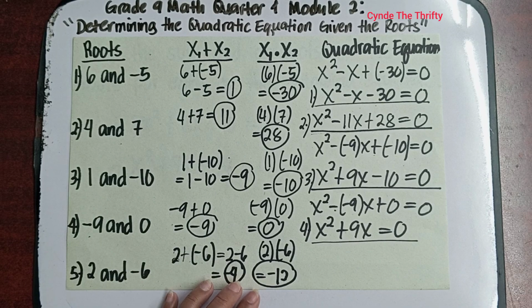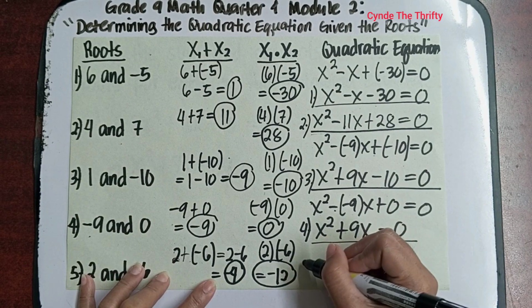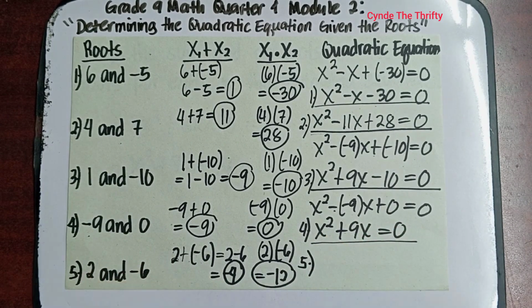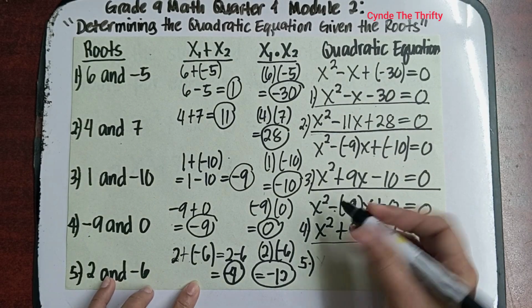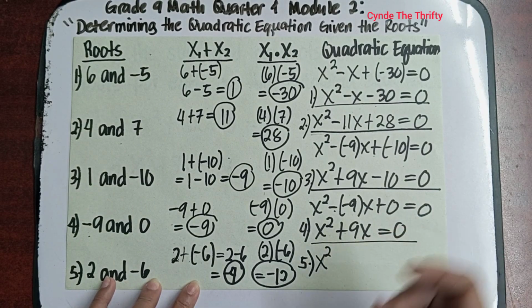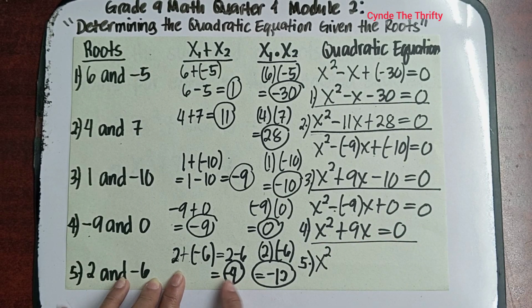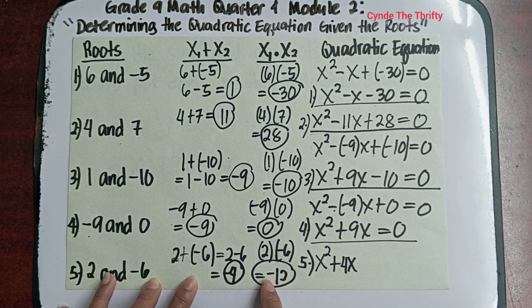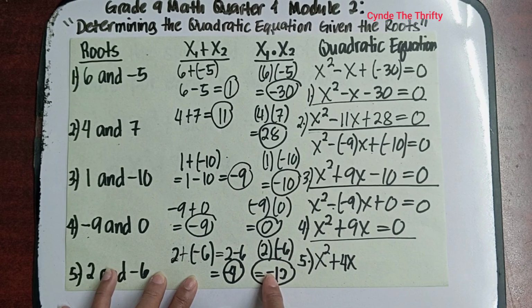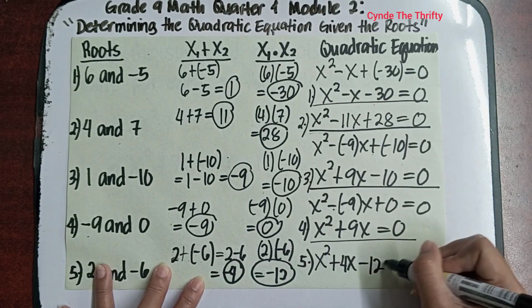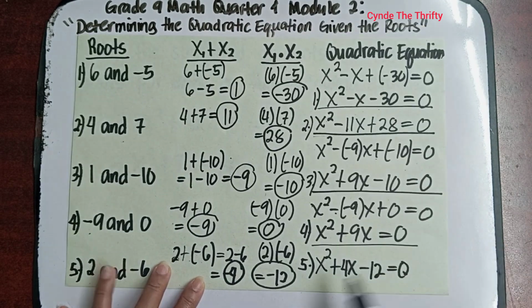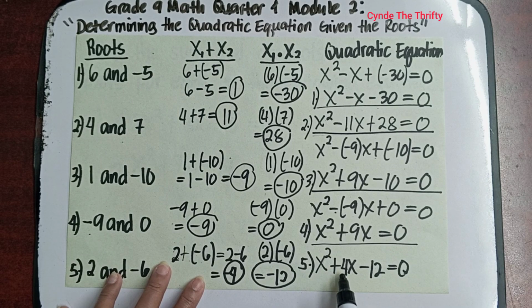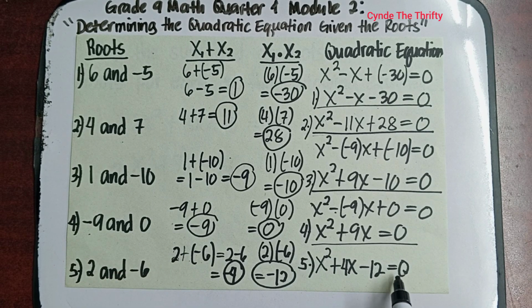So gawin na natin ang ating equation. Hindi na natin sigurong itiretso yung sagot natin kasi wala na tayong space. Okay, so x squared minus the sum of roots. So, ang sum of roots is negative 4. So, negative times negative is positive 4x plus negative 12. So, positive and negative is negative 12. Okay? So, ang ating equation is x squared plus 4x minus 12 is equal to 0.